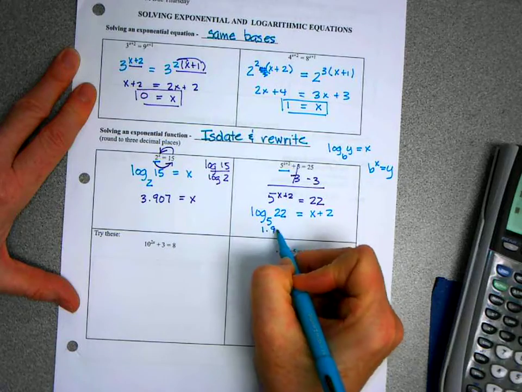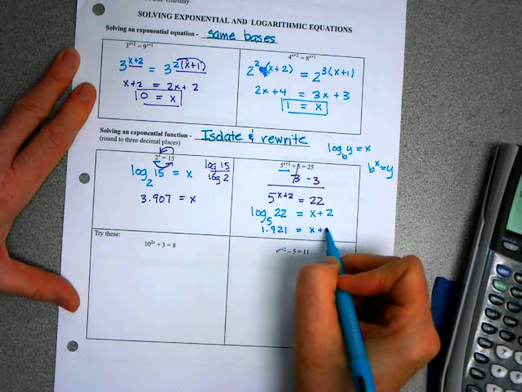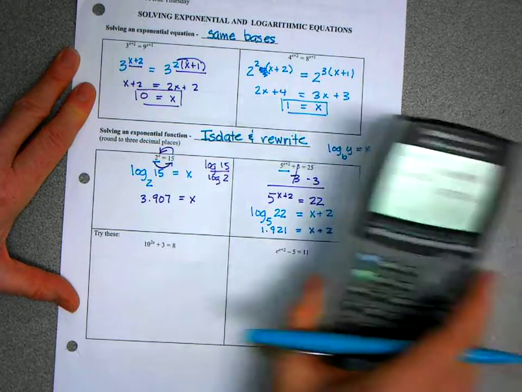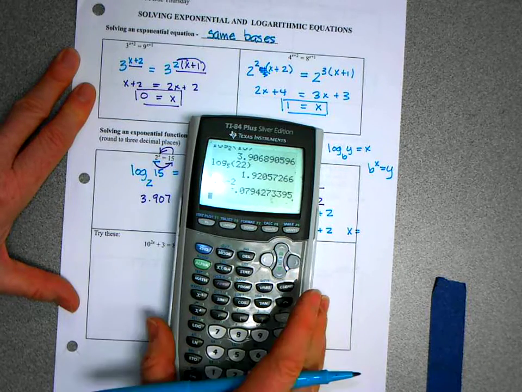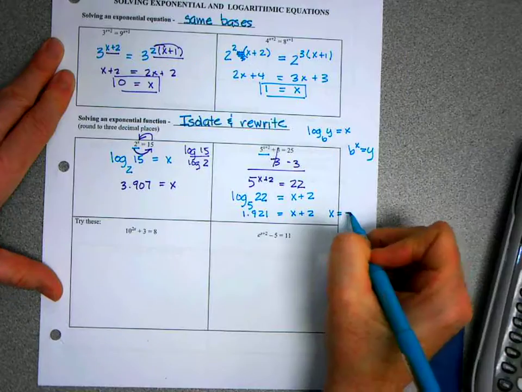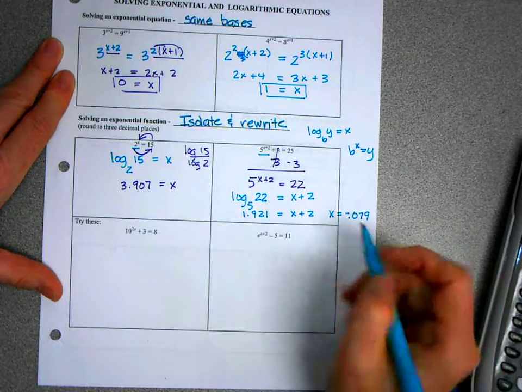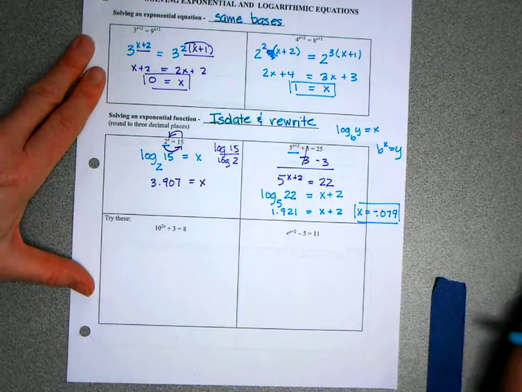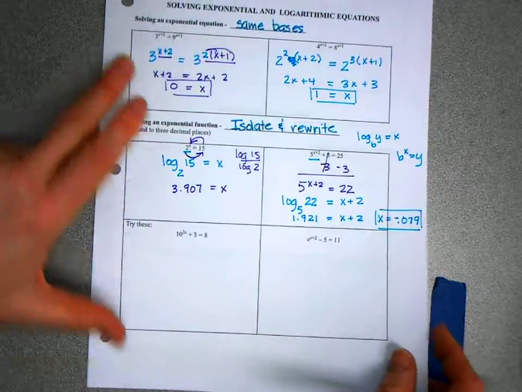So, the log base 5 of 22 is 1.921 equals x plus 2. Now I have to subtract 2. Get x equals, I got 1.92 there, minus 2, negative 0.079. Okay, so I want you to stop and do these two problems. Okay? All right, and we'll move on.